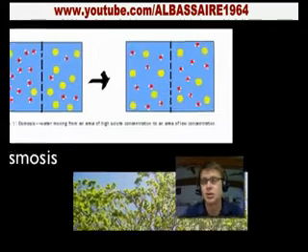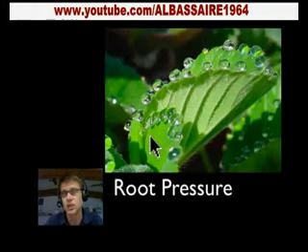Now sometimes in the morning you'll see things like this. This is called guttation, and that's root pressure that's actually pushing it up. So as that water flows into the root of the plant, it actually puts pressure on that whole column of water all the way up. And so that's actually forcing water out of the stomata. And that actually makes up some of what we normally think of as dew.